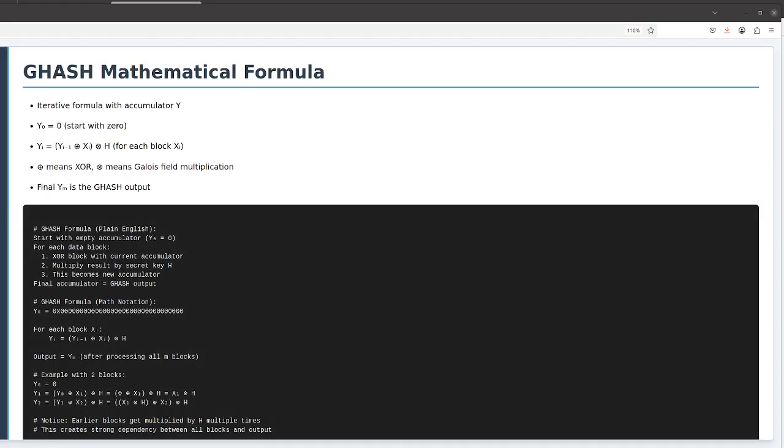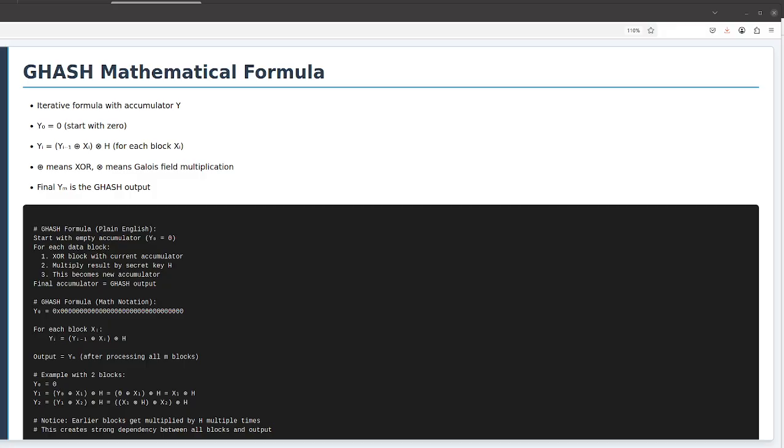GHASH structure and formula. Now let's look at the mathematical structure of GHASH. Don't worry if you're not comfortable with math. I'm going to explain everything step by step in plain language, then show you the mathematical notation, and then work through concrete examples with actual numbers so you can see exactly what's happening.